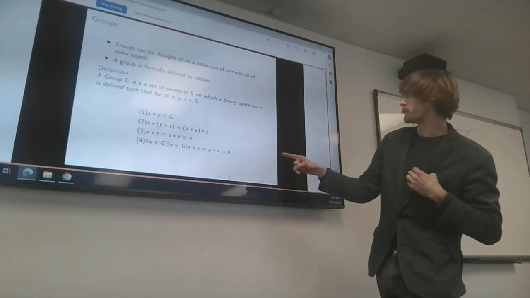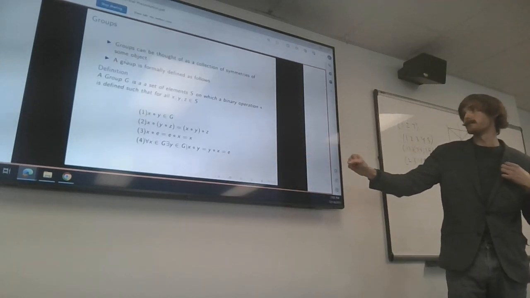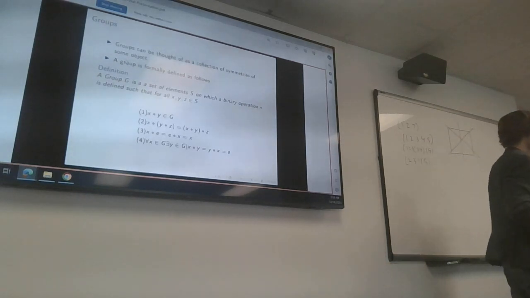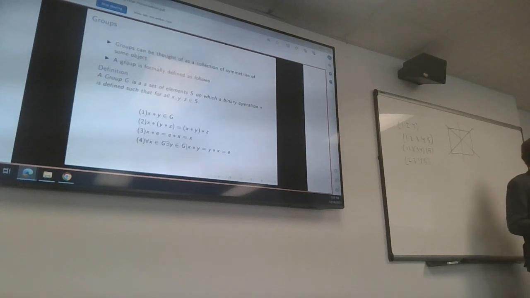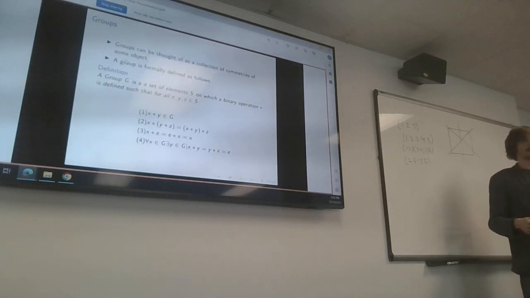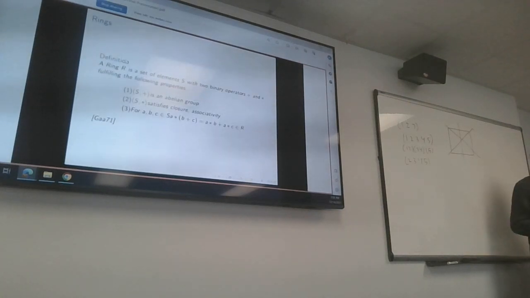And then for all elements in the group, you also have this property of... oh wait, that's an abelian. Oh no, there's the inverse. This is the inverse over here. If you think about y as the inverse, there is an element y such that x times y is equal to y times x, which is equal to e. So that's a definition of a group.